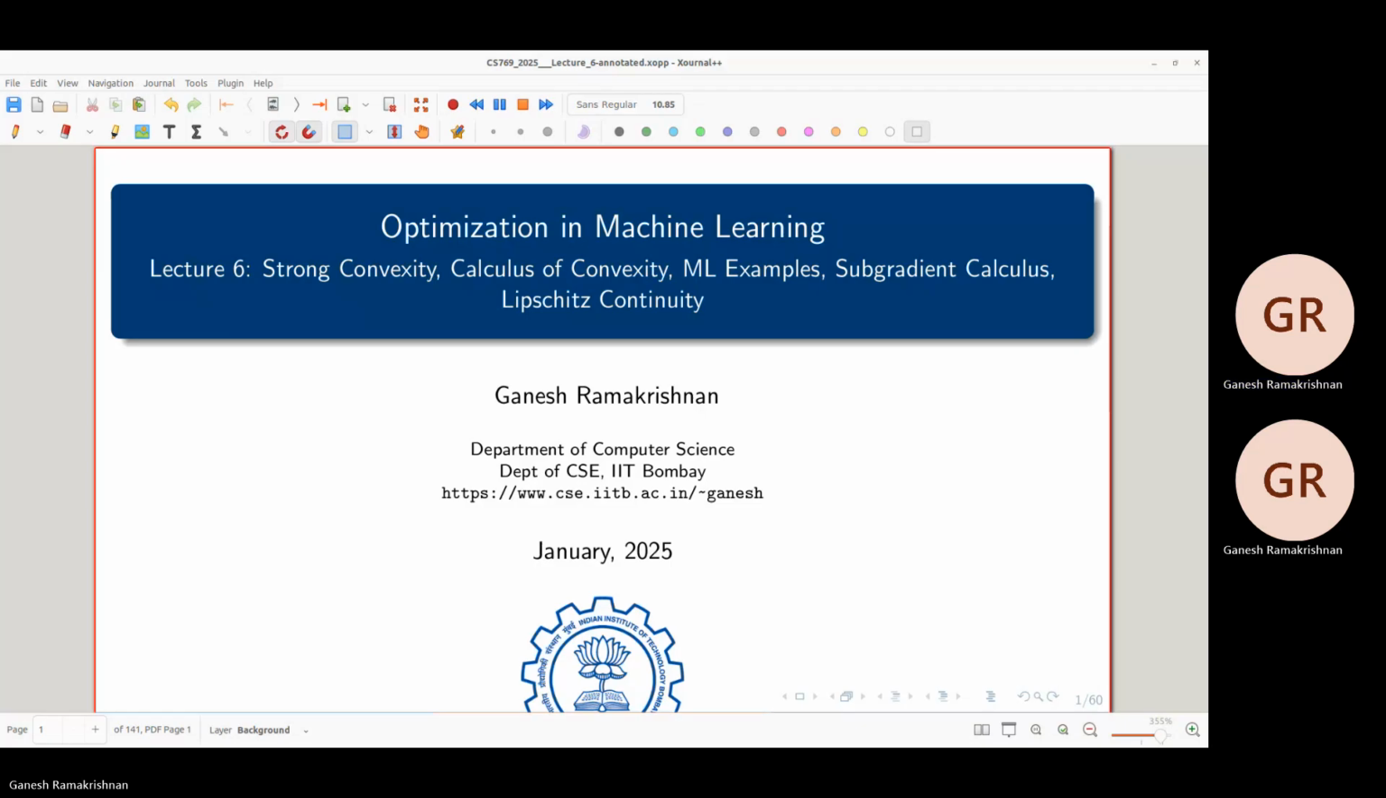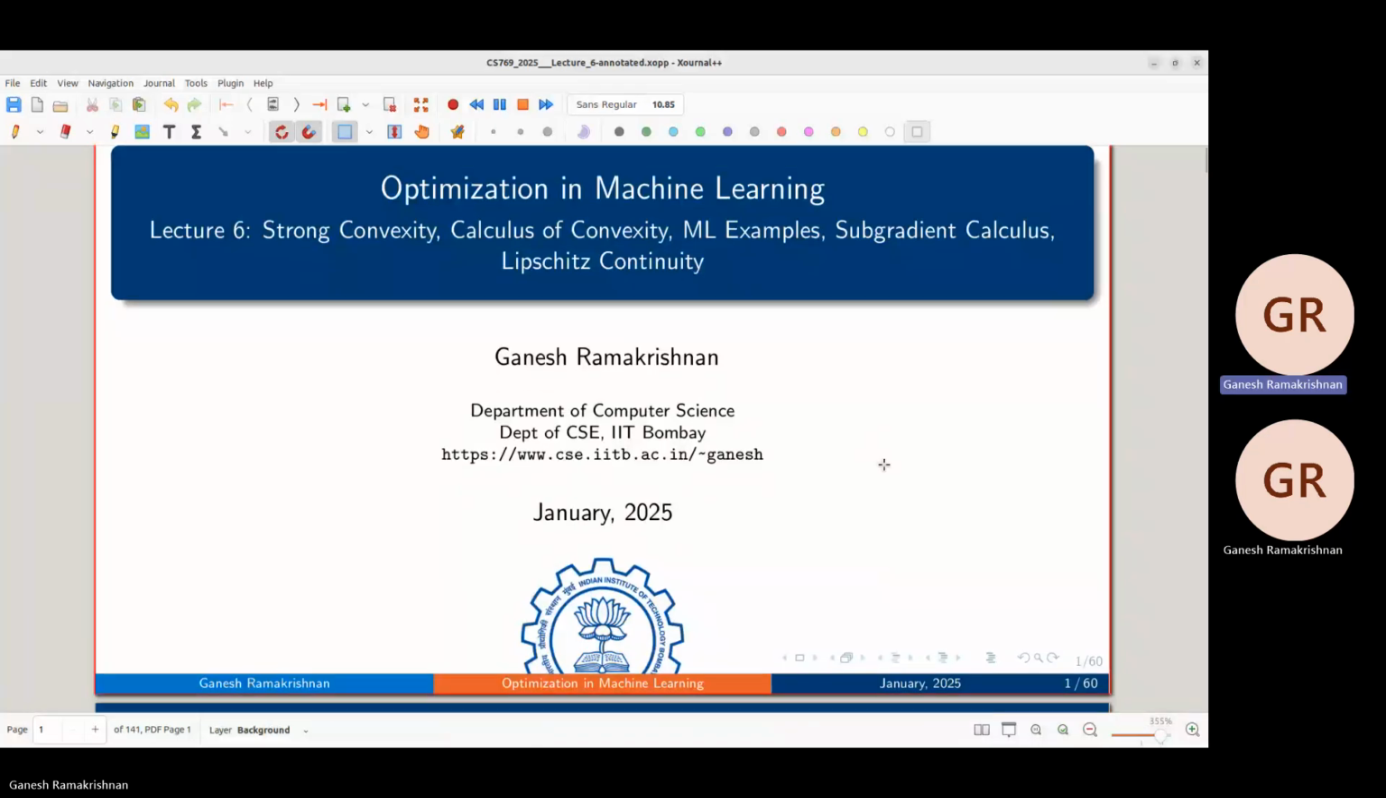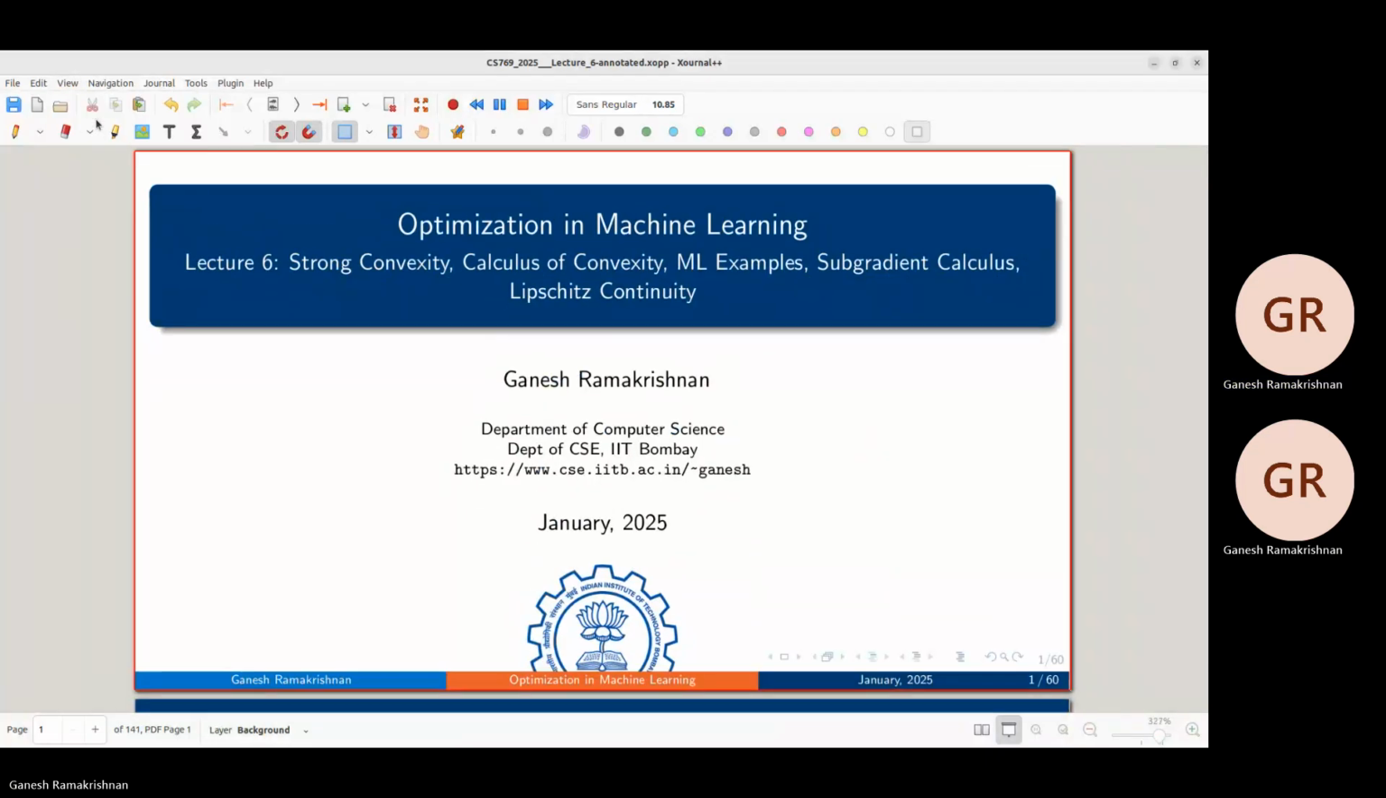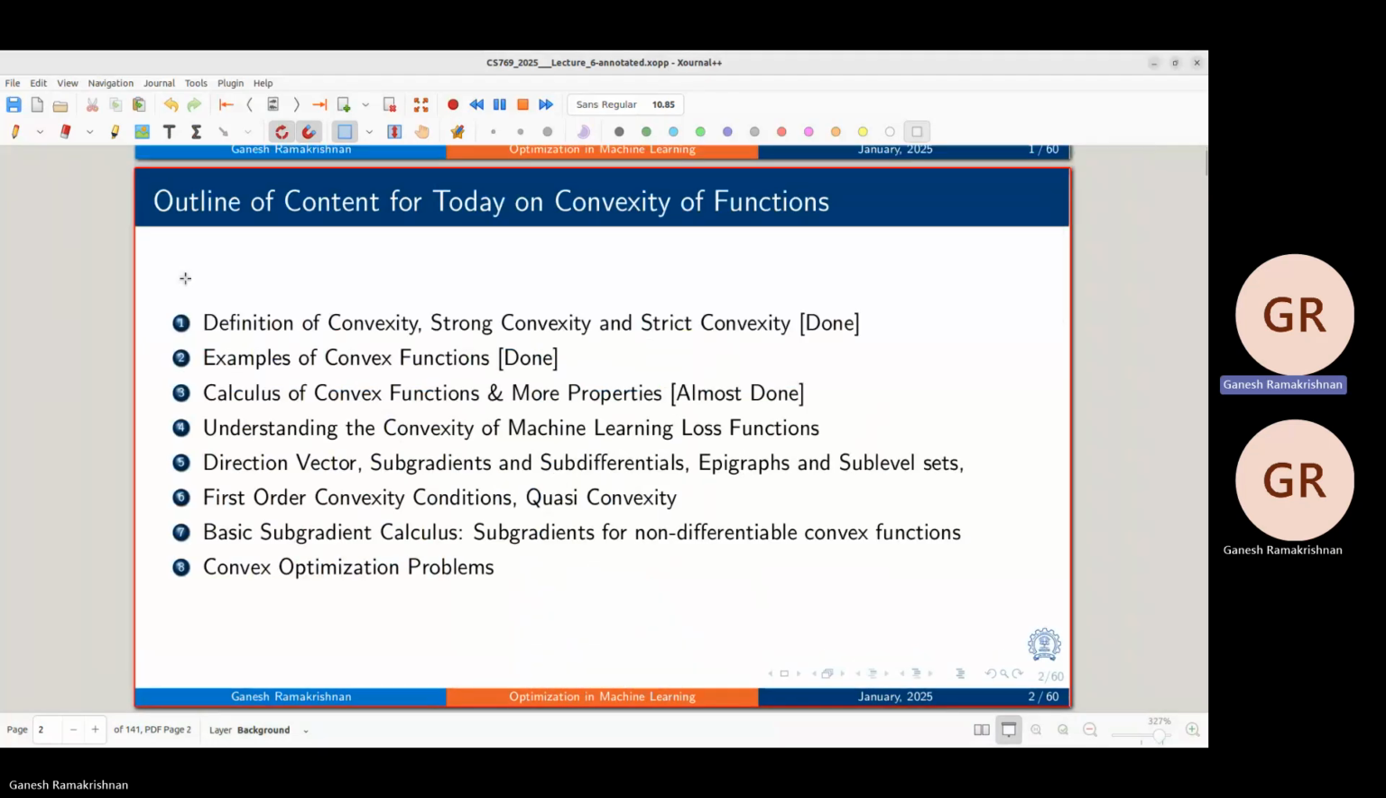In lecture 6, we'll conclude our discussion on ML examples and then move on to the notion of subgradients. But to get into subgradients, we need to understand a little bit of quasi-convexity. So we'll encounter them en route. Okay, so this is the outline of content for today.